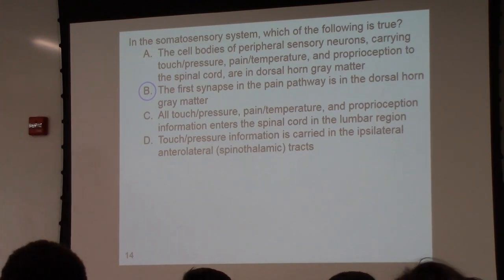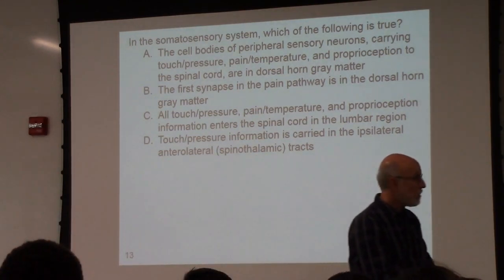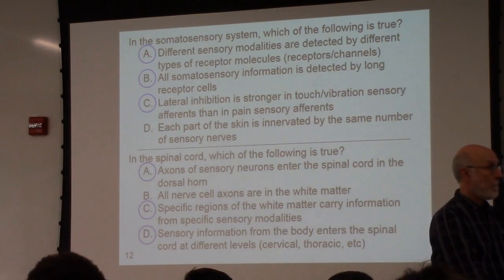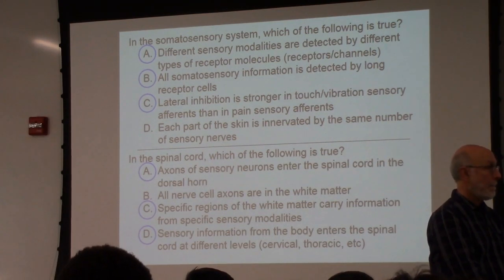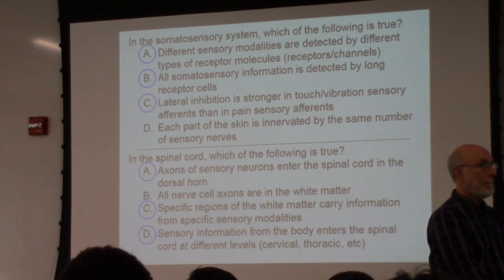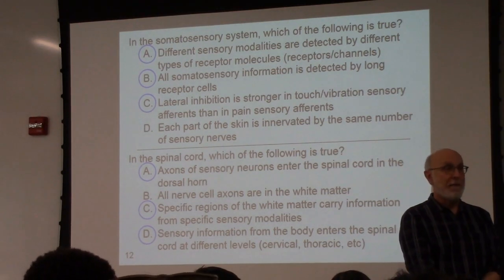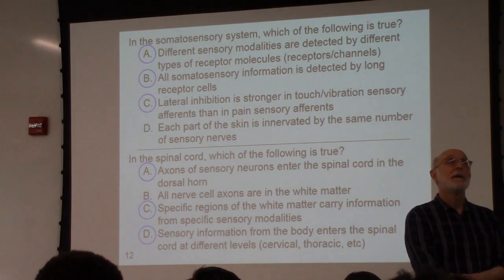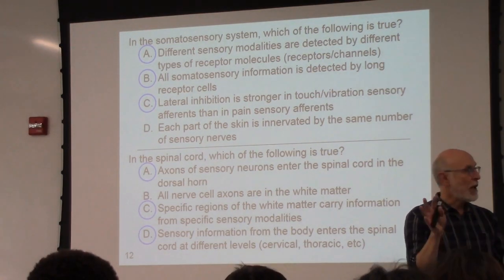Yes? I have a question regarding the previous question. You said that axons of sensory neurons enter the spinal cord at the dorsal horn. Is that also the case for the spinocerebellar tract? Yeah. Okay, and all of the sensory afferents have their cell bodies in the dorsal root ganglion, and they all enter in the dorsal horn, and then they split up.